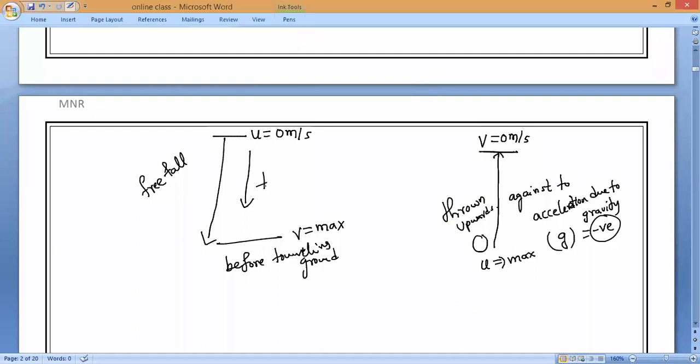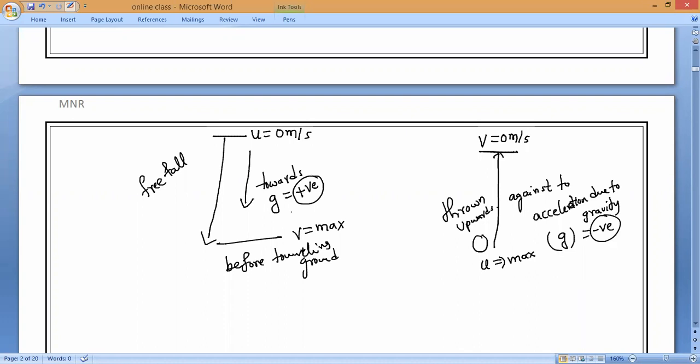It is falling towards the earth. So that is why g is positive or negative? Positive. g is positive. Very good. Do you all remember these things? Any doubt? Please let me know. Are you clear, guys?